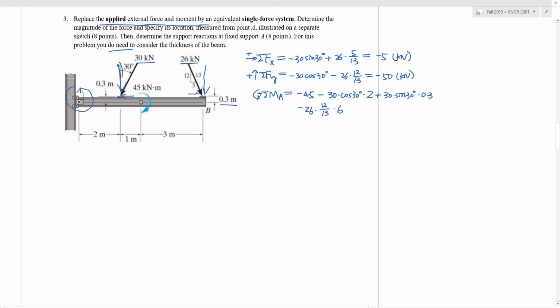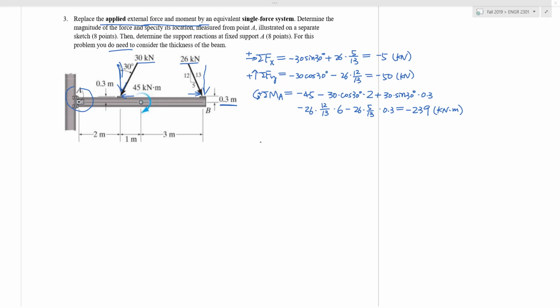And then if you look at this horizontal force, it is also causing a clockwise rotational effect about point A with a moment arm of 0.3 meter. So minus 26 times 5/13 gives you the magnitude of the force, times the moment arm of 0.3. And that's everything. As a result, that is a negative 239 kilonewton meter moment about point A.